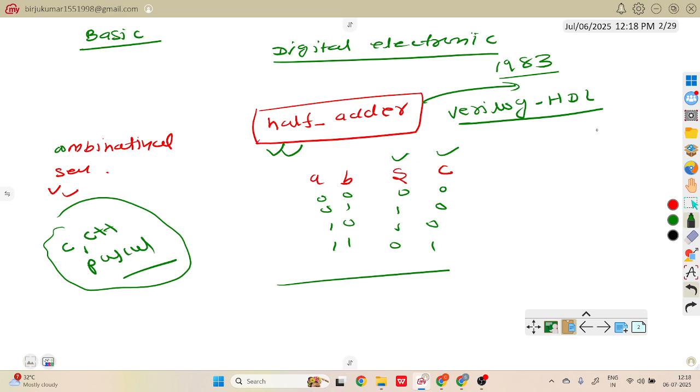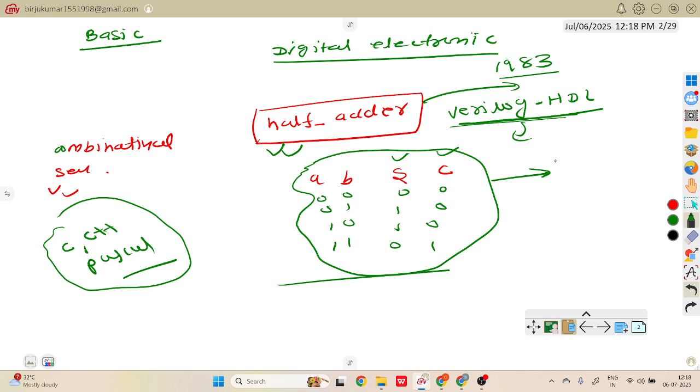So this is the story behind it. Now we want to implement digital circuits. How can you implement them as hardware? For that there is a special language, the Verilog HDL. With the help of Verilog HDL, you will implement this half adder circuit as hardware.